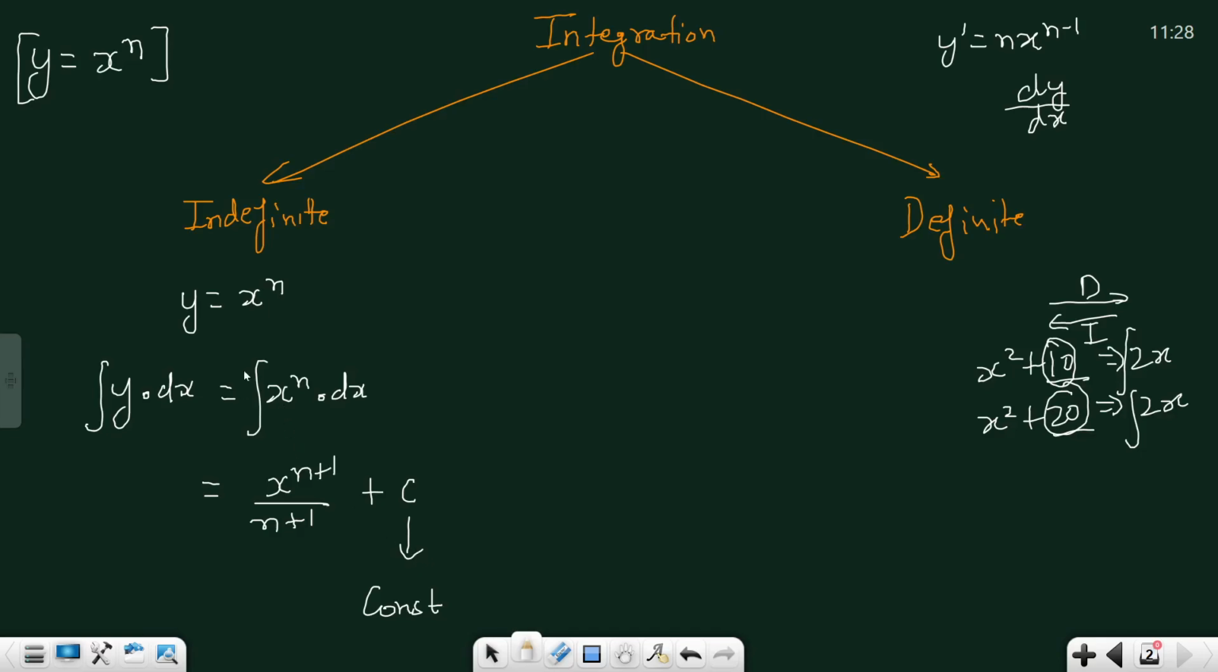Okay, so the formula is very simple. If you have y is equal to x to the power n, you have to raise the power by 1 and divide it by n plus 1, plus constant c. This is only in the case of indefinite integration.